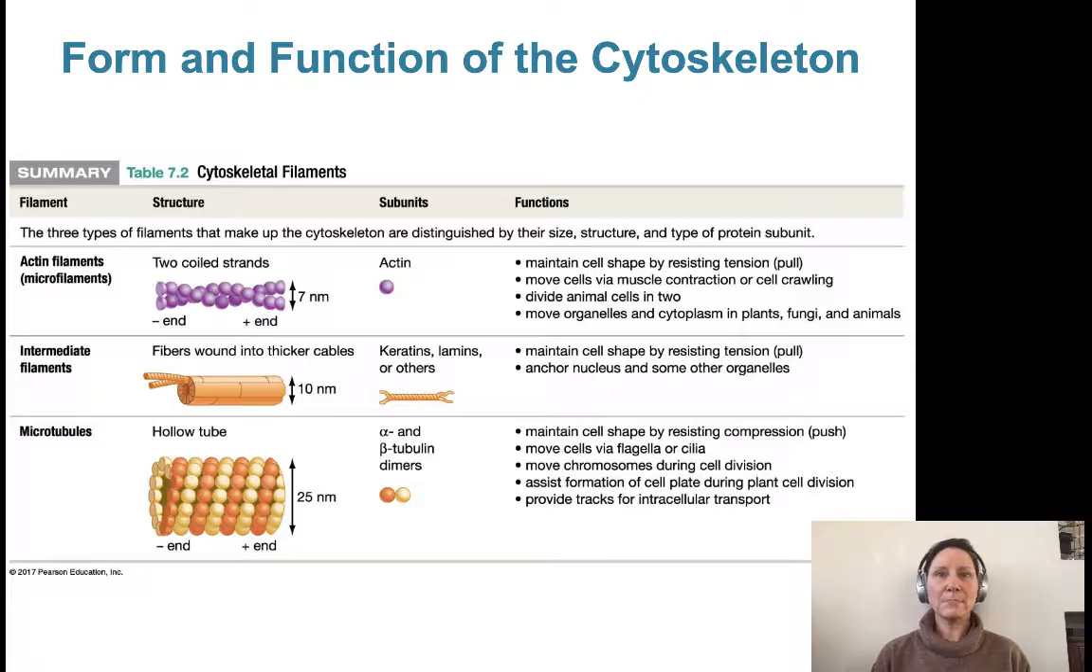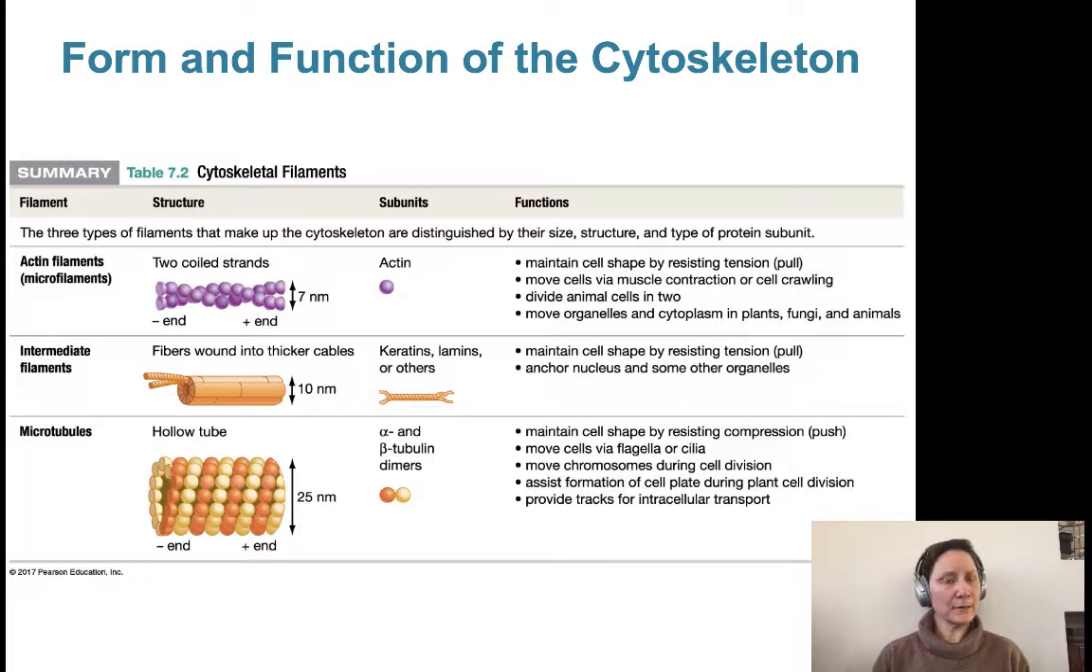So there are three main cytoskeletal elements within cells. Actin filaments, which are basically strings of globular proteins, two strings twisted together, two coiled strands. And among other things, they maintain cell shape by resisting the tension or the pull happening on them. They also help to divide animal cells in two, but we're not talking about animal cells today. But they do move organelles and cytoplasm in plants, fungi, and animal cells as well.